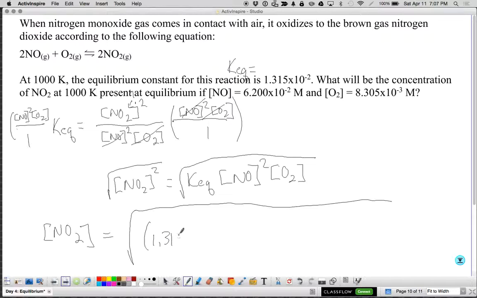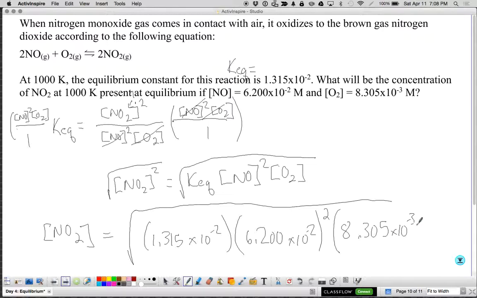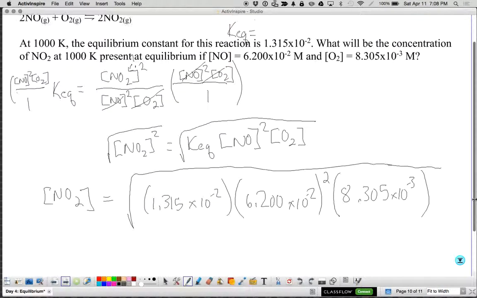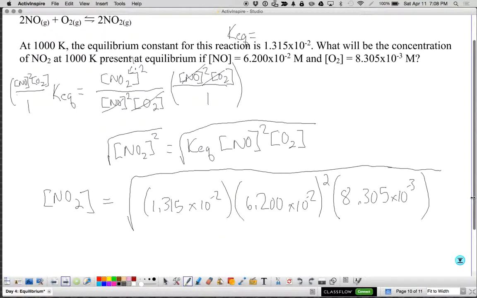Keq is 1.315 times 10 to the minus 2, times concentration of NO, 6.200 times 10 to the minus 2 quantity squared, times concentration of O2. Okay, and once again, you'll notice that I'm totally leaving out units. All right, this is going to be slightly problematic at the end of this one, but it shouldn't be too bad.